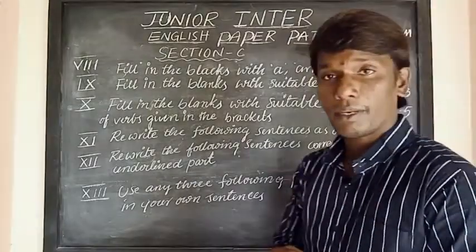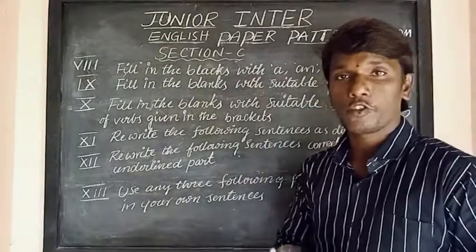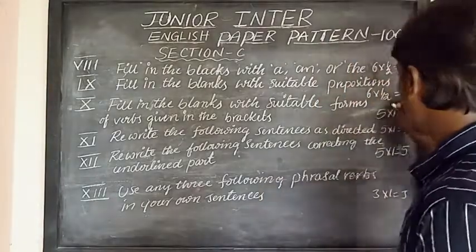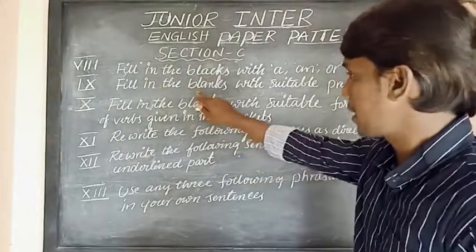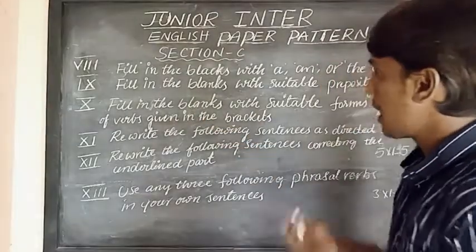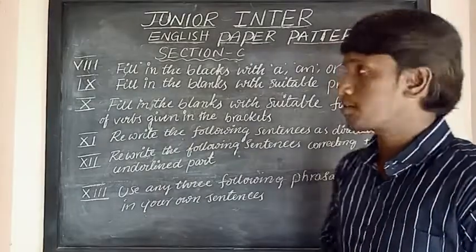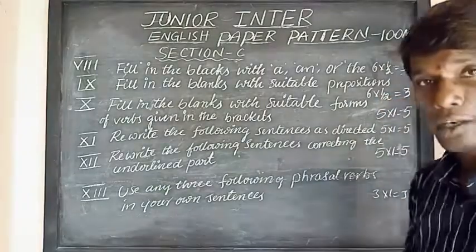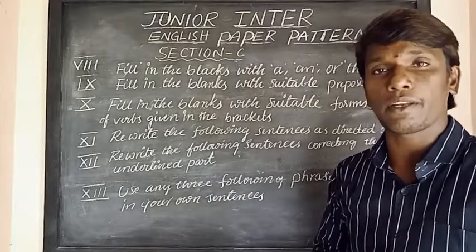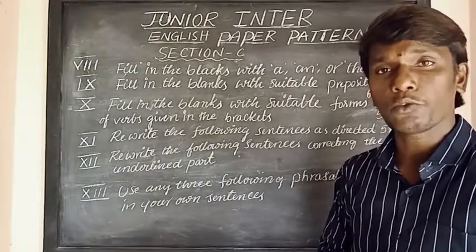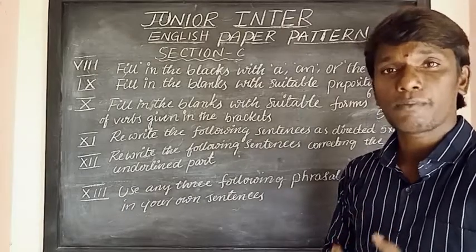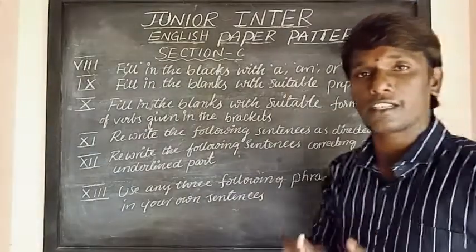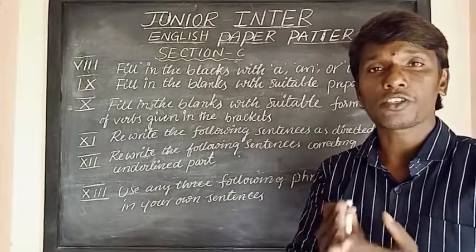Now Roman number 9 is for prepositions. If you have a thorough knowledge of prepositions, you may have a chance to score 3 out of 3. You have to fill in the blanks with suitable prepositions, and 6 blanks will be given. There is no choice. You have to fill all the 6 blanks. Each blank is for half a mark, so 6 into half is equal to 3 marks. Both articles and prepositions are for 3 marks respectively.